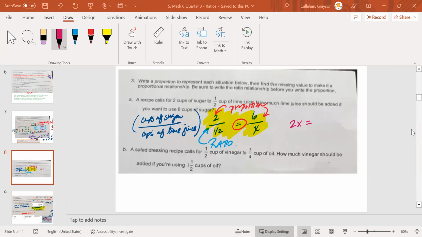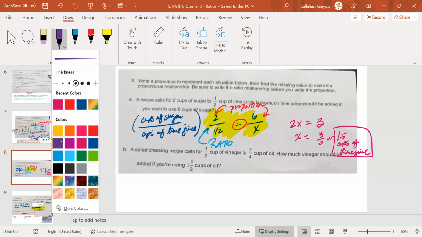Okay, so let's start with 3B. Or I'm sorry, we're going to finish 3A. So 2x equals half of 6, which is 3. So x equals 3 over 2, or 1.5. Your unit is cups of lime juice. You see that? Okay.